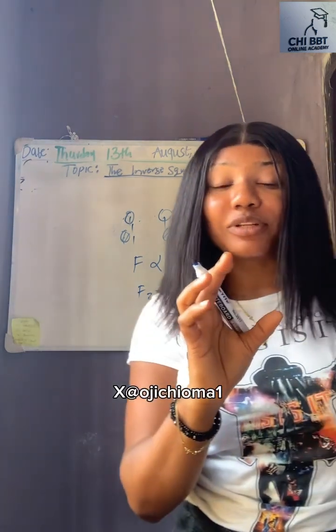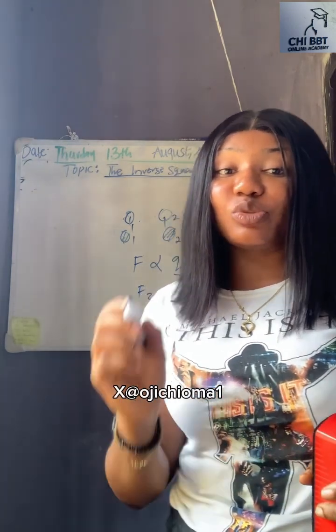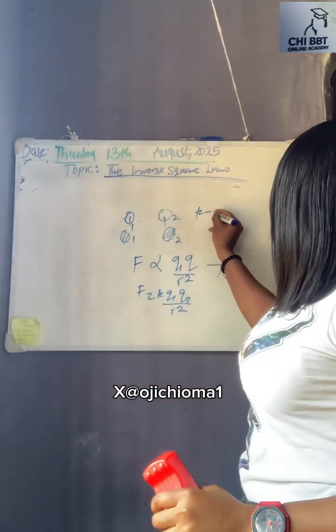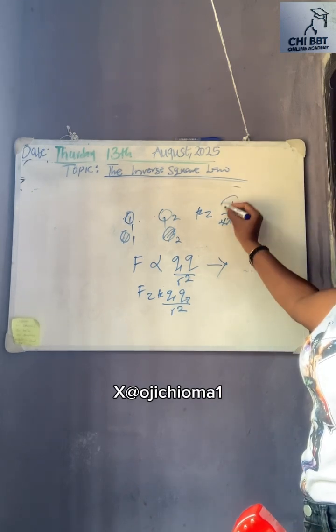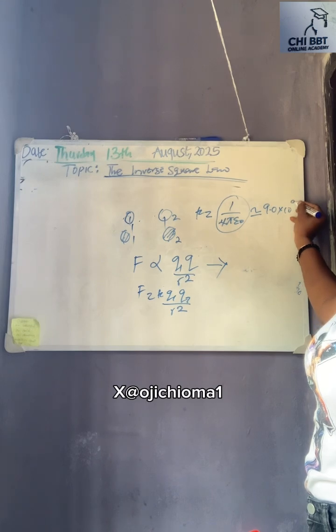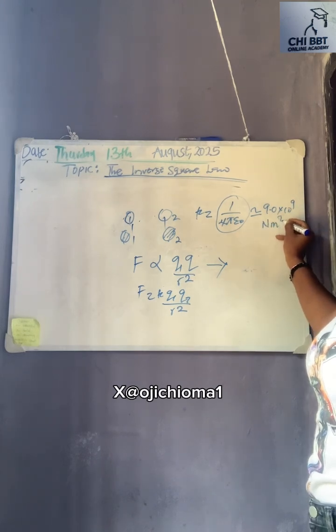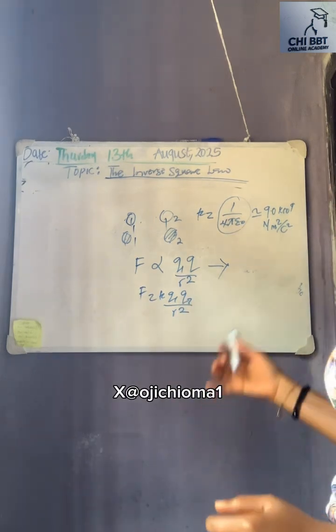But something is different, and I want to show you. K is the constant of proportionality, which has a constant too. K is equal to 1 over 4 pi epsilon naught, approximately 9.0 times 10 to the power 9 newton meter squared per coulomb squared. This is gotten from making K the subject of the formula.